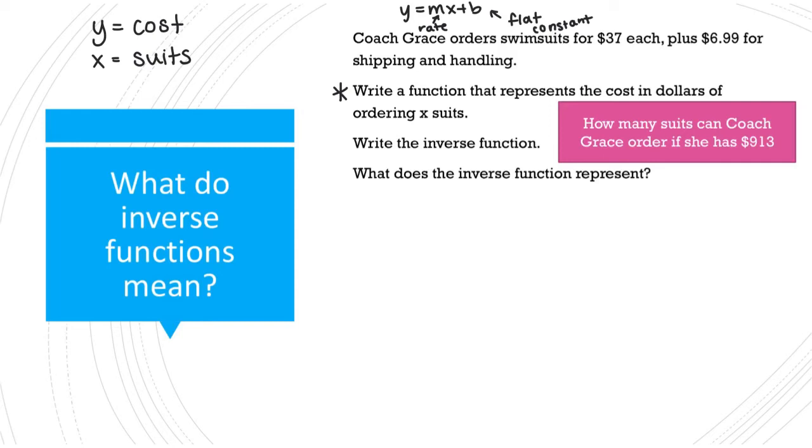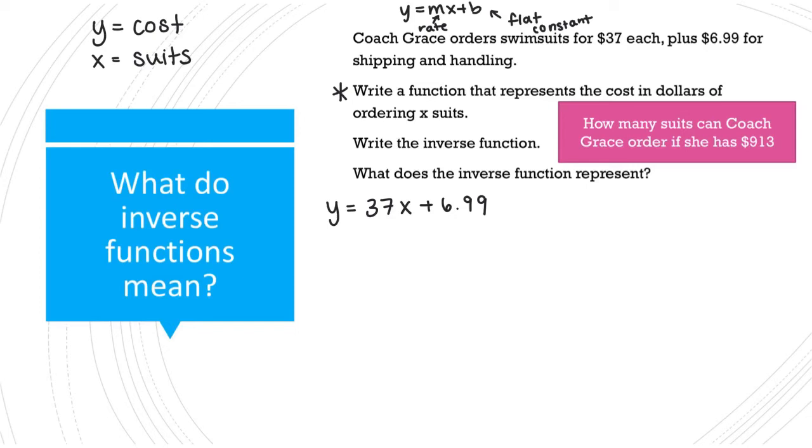So when we write this equation, our cost is $37 for every suit, but then I have that constant fee, that shipping and handling fee of $6.99 for every order, or like for the order that I place. So the shipping and handling isn't going to change for every suit. That would be the equation that we came up with.